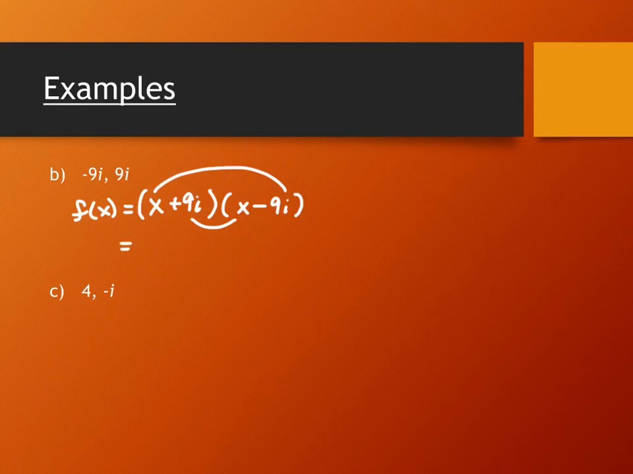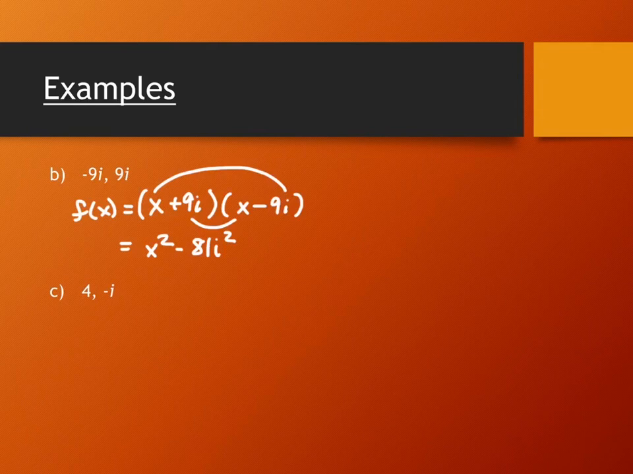So first terms multiplied gives me x squared. What happens when I multiply the last terms of these together? You are going to get an i squared. What else are you going to get? A negative. And what's the coefficient going to be? 81. Yeah.